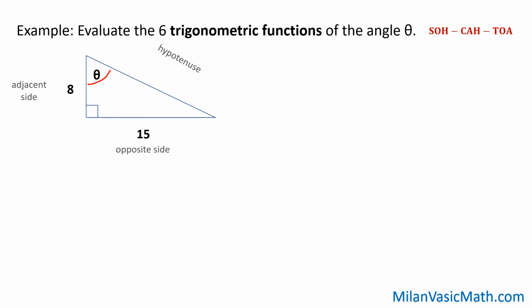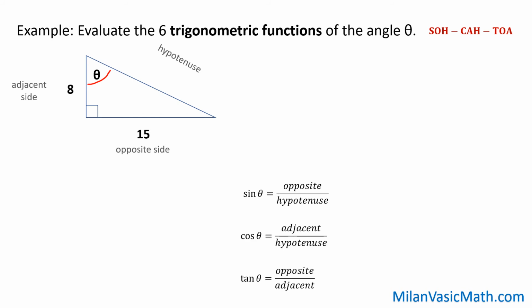Let's also write down Sohcahtoa, because we're going to be referencing that a lot, and it will help you memorize the trigonometric functions. All right, so sine of theta is opposite over hypotenuse. There's cosine and tangent. Now we already have the opposite and the adjacent side, so we could do that last part. Since tangent is opposite divided by adjacent, that would just be 15 divided by 8.